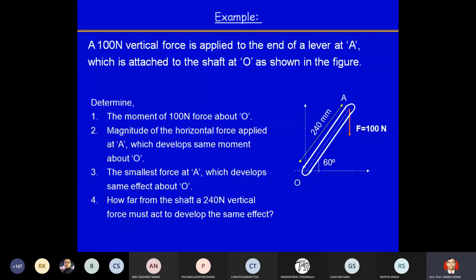Sir, can you explain that second bit again, sir? Magnitude of the horizontal force. Okay, let me solve this, then it will be clear.